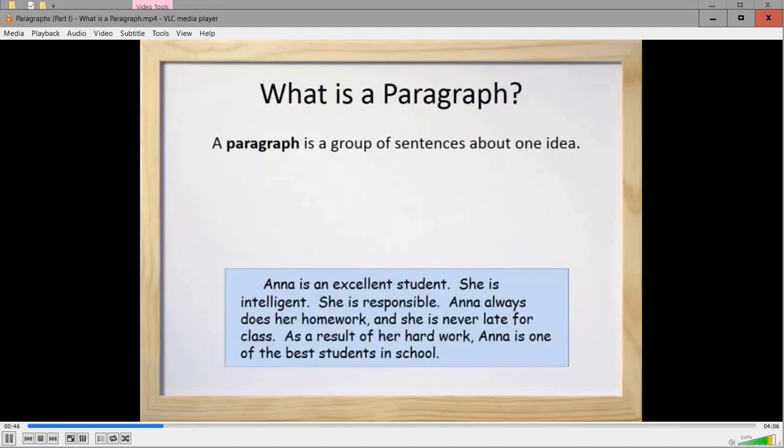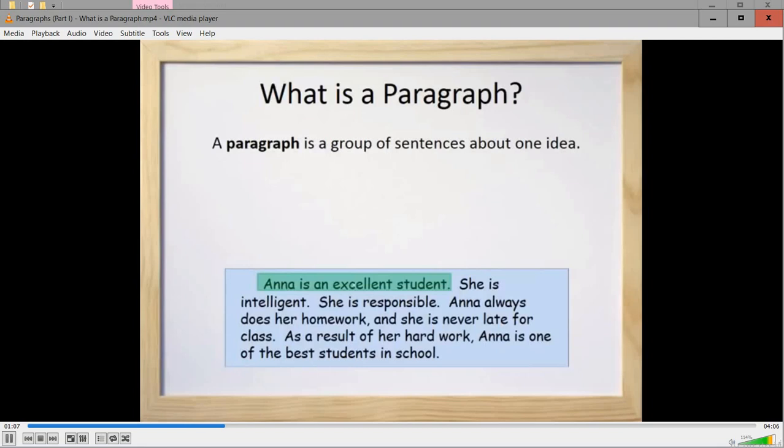So remember we said a paragraph is a group of sentences about one idea. So which sentence tells us the one idea that this paragraph is about? Anna is an excellent student. That sentence tells us what the rest of the paragraph is about.